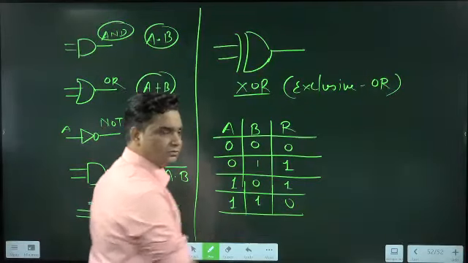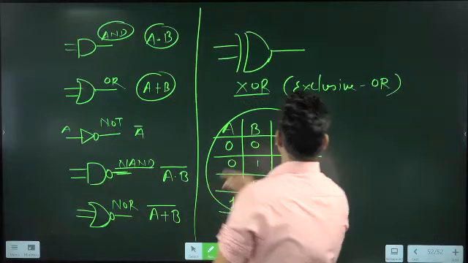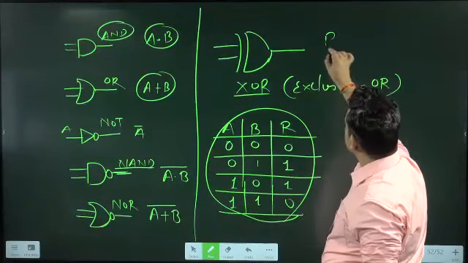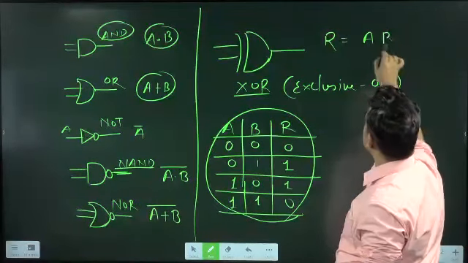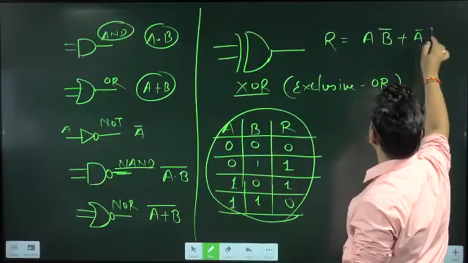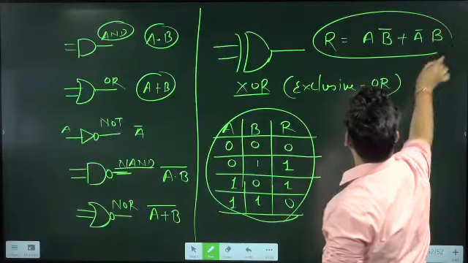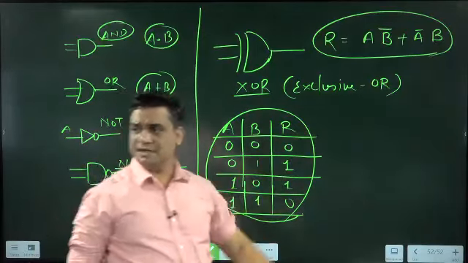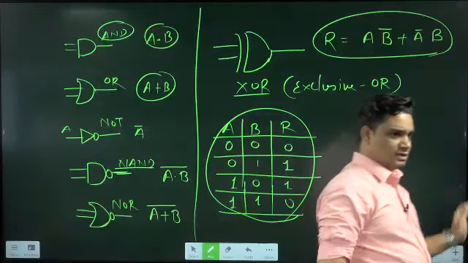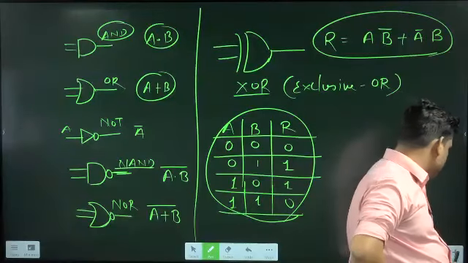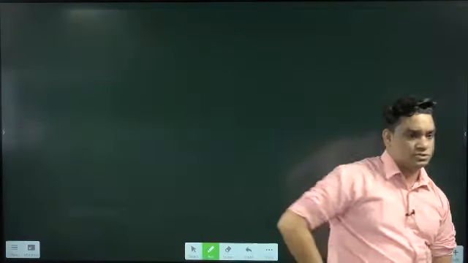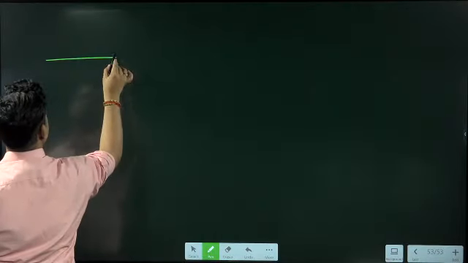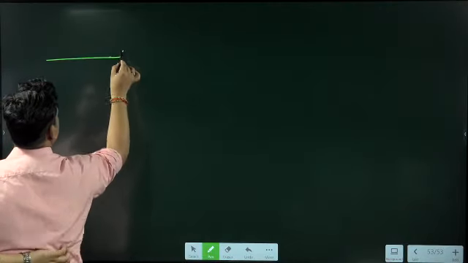Now we can write that this result is actually equal to A B bar plus A bar B. This is the expression of this XOR. So these are the things you have to remember in the XOR: A B bar plus A bar B. Now I will take one question on this. Suppose I give you one like this.